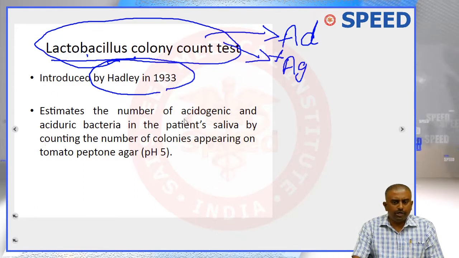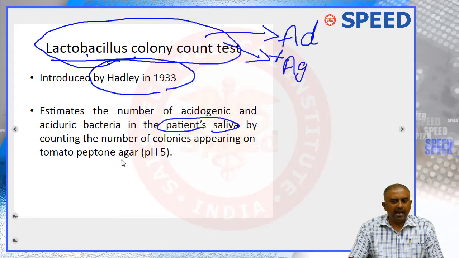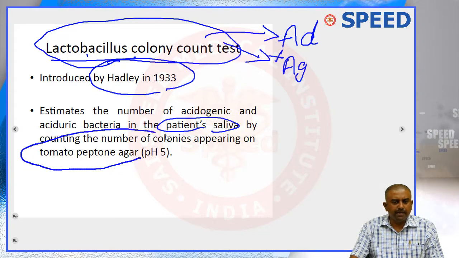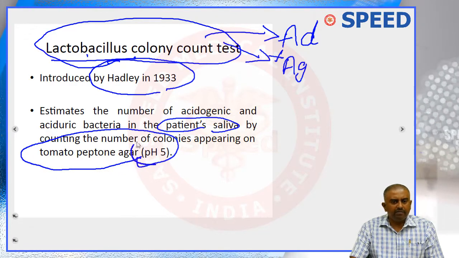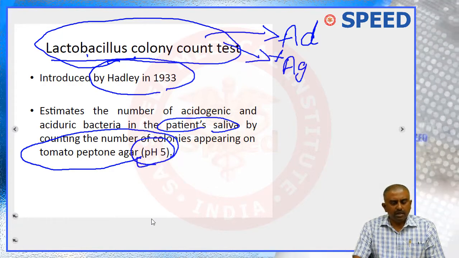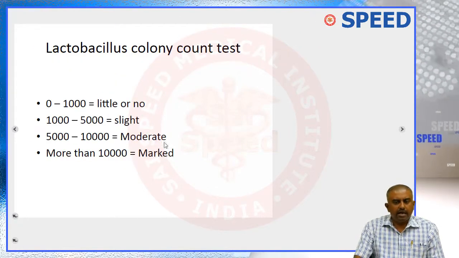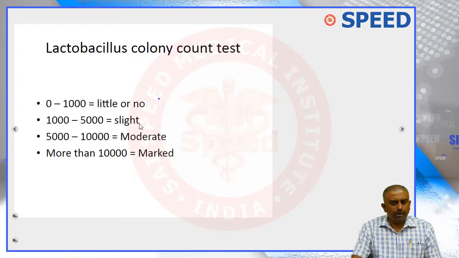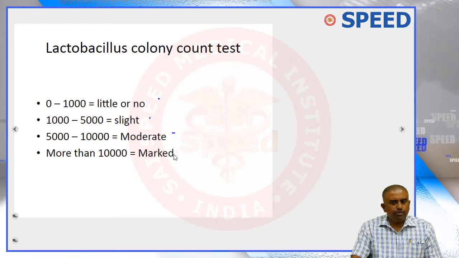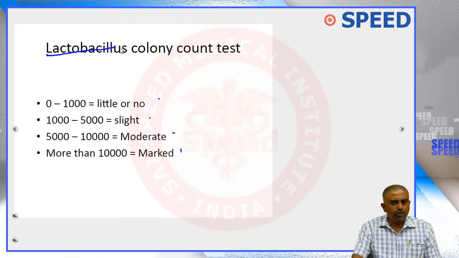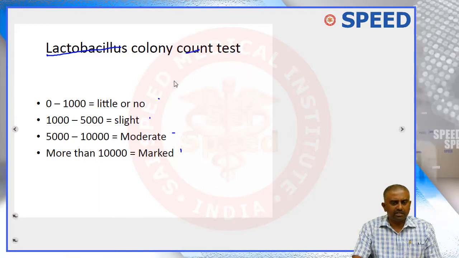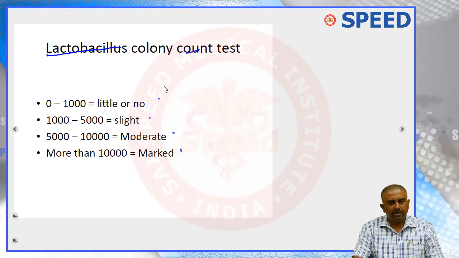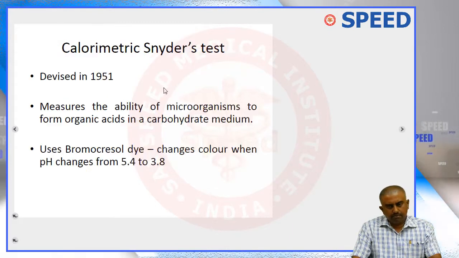But what you need to remember here is, you take the patient's saliva and you use it in a medium called tomato peptone agar, which is at an acidic pH, and you grow the colonies. Depending upon the number of colonies, you mark them as little or no caries, slightly conducive, moderately conducive, and marked caries activity. Okay, so this is your lactobacillus colony count test, which is considered the gold standard for all caries activity tests.